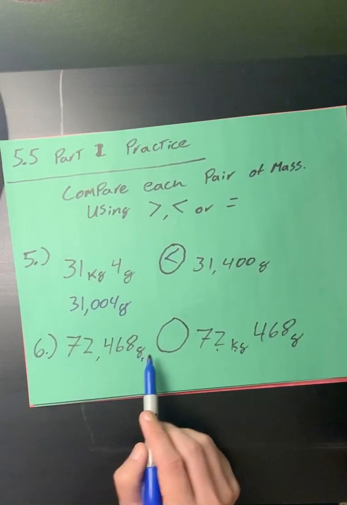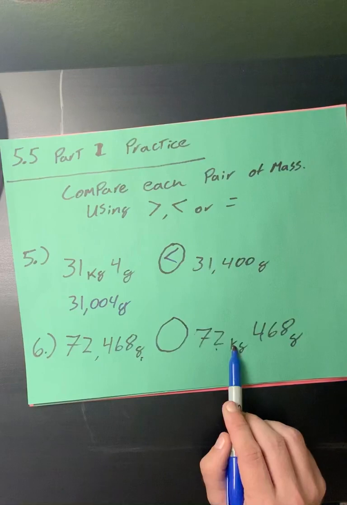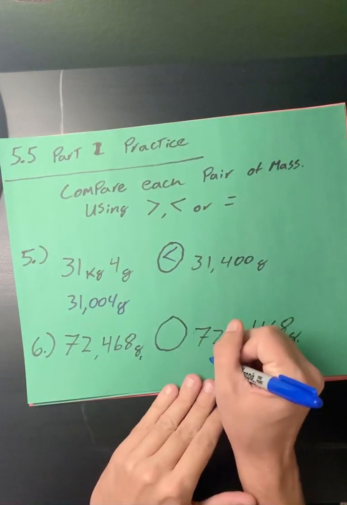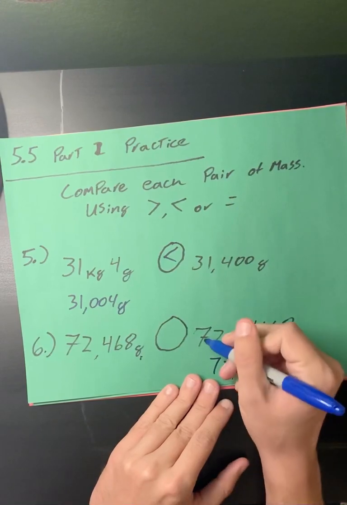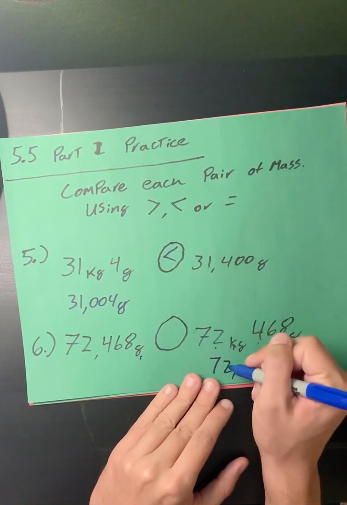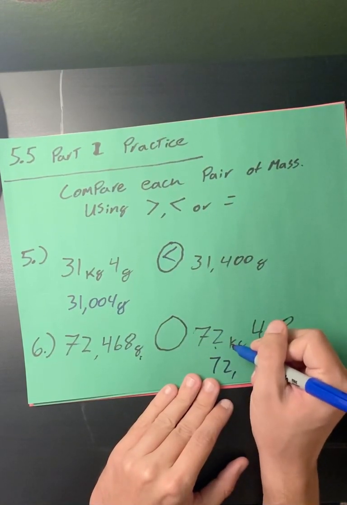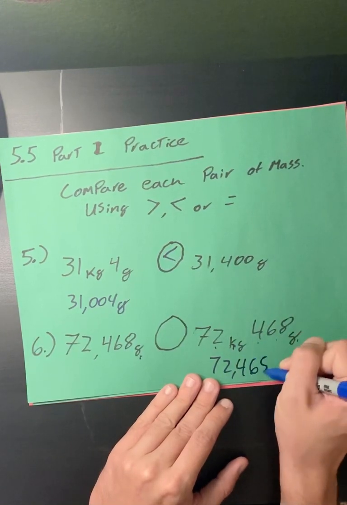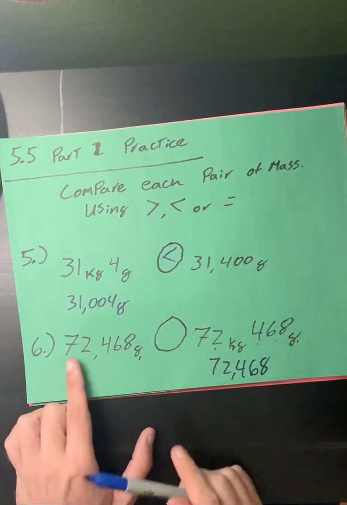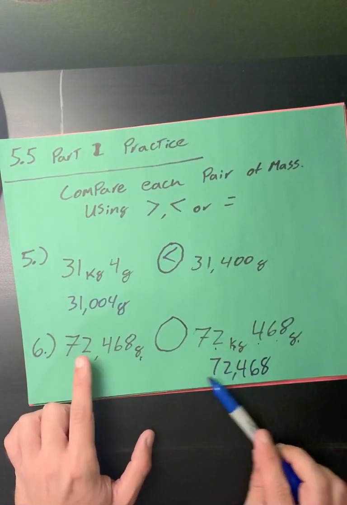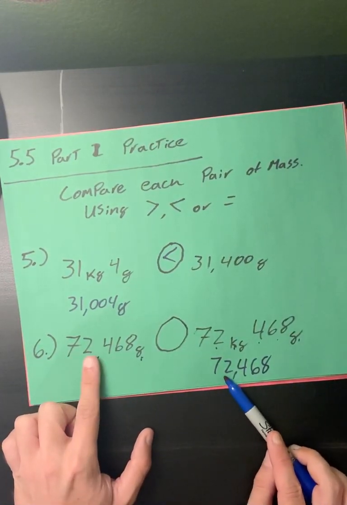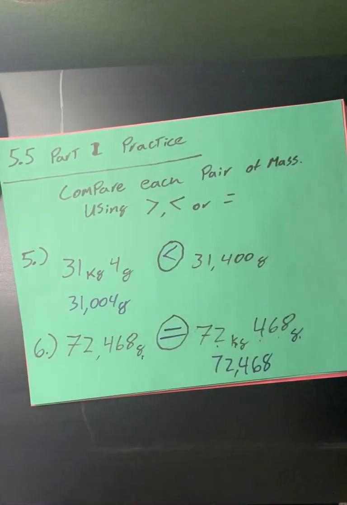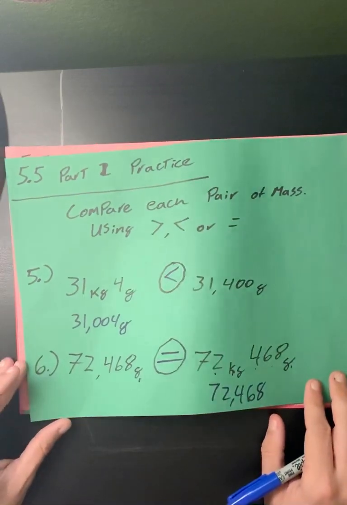Okay, so problem number 6, if I'm comparing 72,468 grams to 72 kilograms and 468 grams, I want to convert these so that they look the same. So my 72, my k equals 1,000, so I'll put my comma there, 468. Now that they're both in grams, I see that they are equal. They are both 72,468. So I put an equal sign in for that symbol.